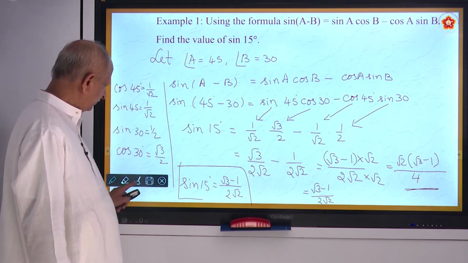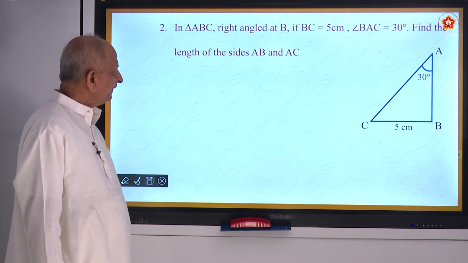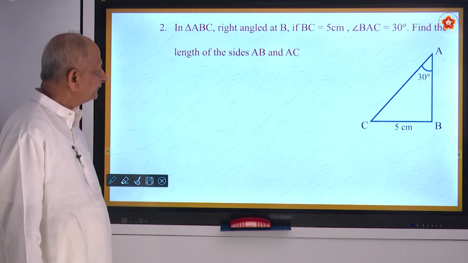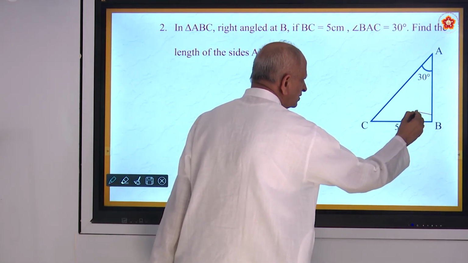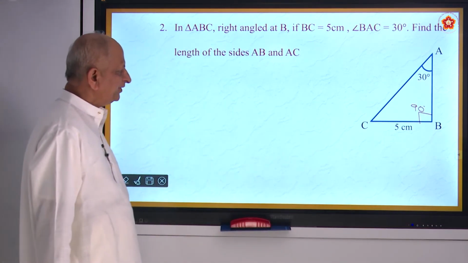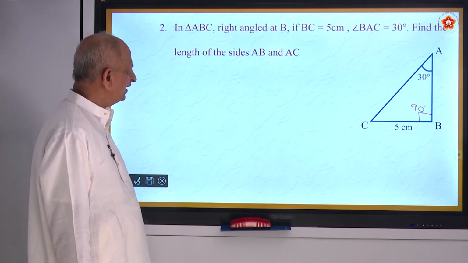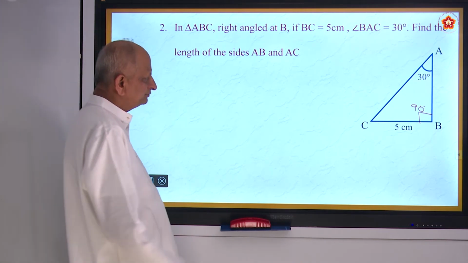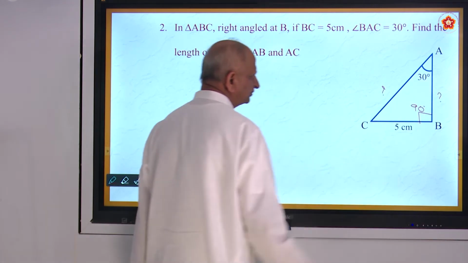Okay. Now shall we pass on to the next sum? Very happy. Try the next sum. In a triangle ABC, right angle at B. So this is a right angle. Means how many degrees? BC is 5 centimeters. Angle BAC is 30 degrees. Find the length of sides AB and AC. This length is how much? This length is how much?